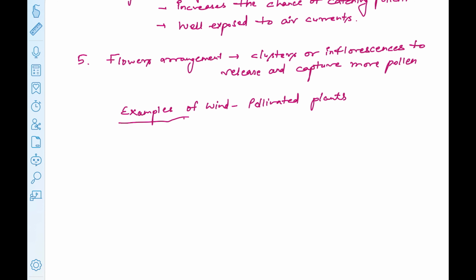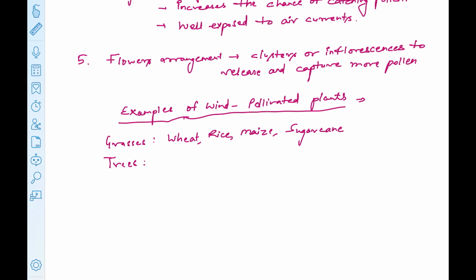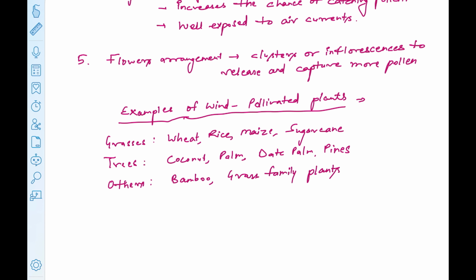And there are many examples of wind pollinated flowers. First are grasses, and grasses include wheat, rice, maize, and sugarcane. Trees include coconut, palm, date palm, and pines. Bamboo, other grass family plants are also included.